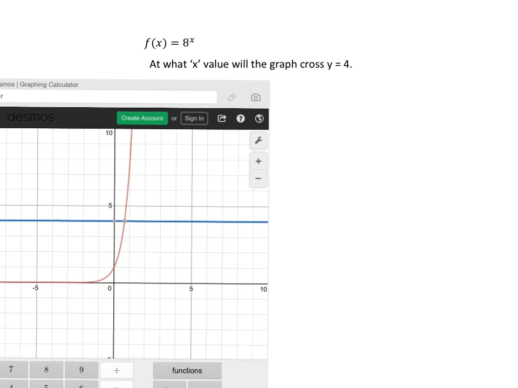In other words, 8 can be written as 2 to the power of 3. I'll put x on the outside. And 4 can be written as 2 to the power of 2. So now we have the same bases. However, that left-hand side has brackets. I don't want brackets. So we're going to have to use the power law.